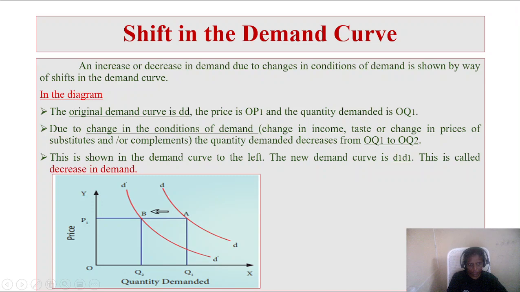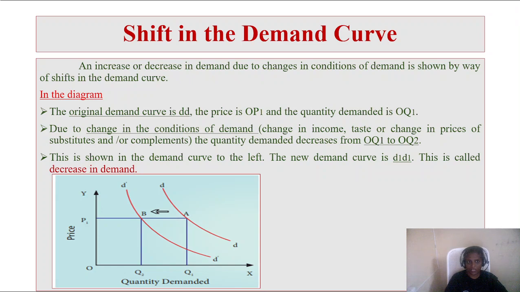Next we are going to see the shift in the demand curve. The shift may be an increasing shift or a decreasing shift. Two kinds of shift will happen. How, why and when it happens, we are going to see in this diagram. See how the shift in the demand curve happens whenever there is an increase or decrease in demand.